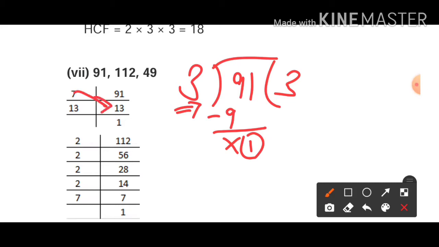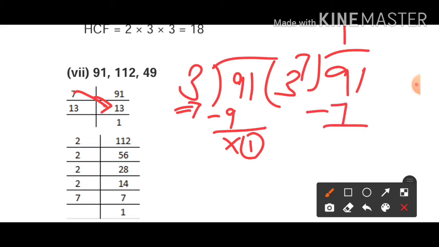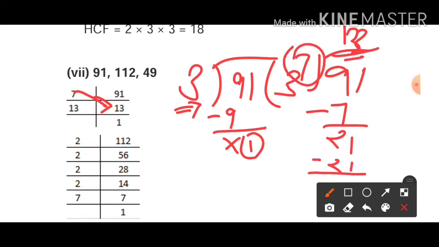How many times? 13 times. You can divide it. 7 ones are 7, then 21, 7 3s are 21. It means it is divisible by 7. How many times? 13 times. Then after that 13 ones are 13.